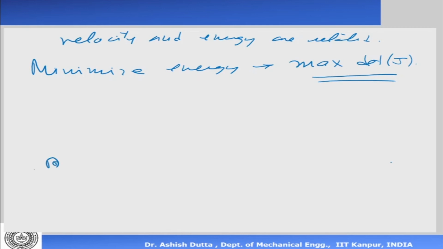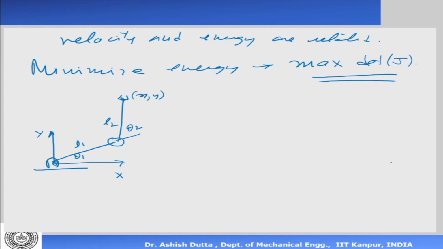So let's look at this two-link manipulator. I've assigned my x and y axes. This is my theta 1, this is L1, this is theta 2, this is L2. The end effector point is xy. Now I want to find what the singular positions are for this. The singular points would mean that determinant of J is equal to 0. So let's find the determinant of J.